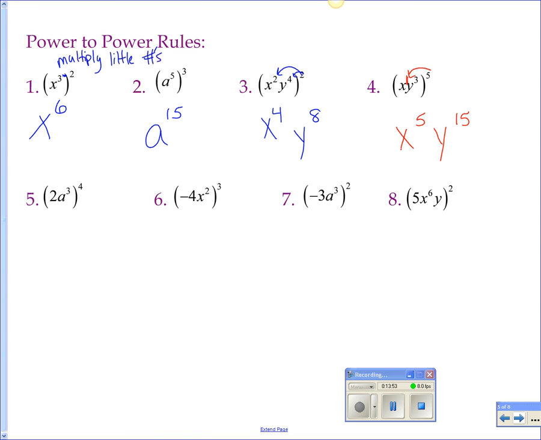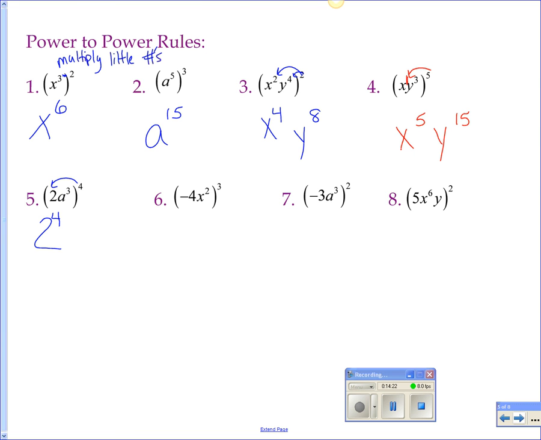Okay. Number 5. We got a little curveball coming. Is this 2 a little number? No. You cannot multiply 2 and 4 because this is a big number and a little number. So here's what I want you to do. I want you to write 2 to the 4th power. 2 to the 4th power.